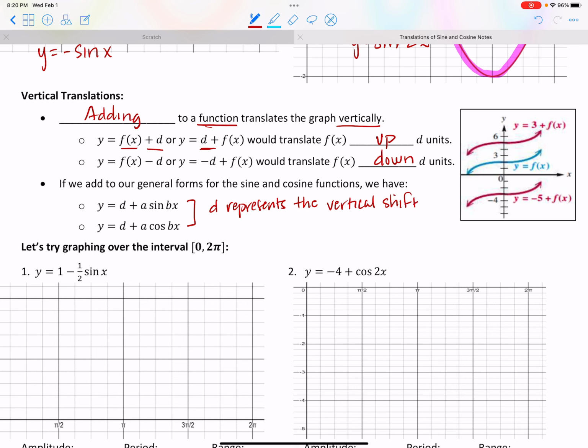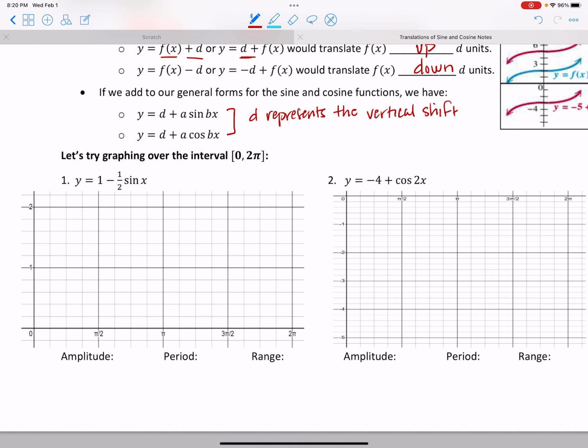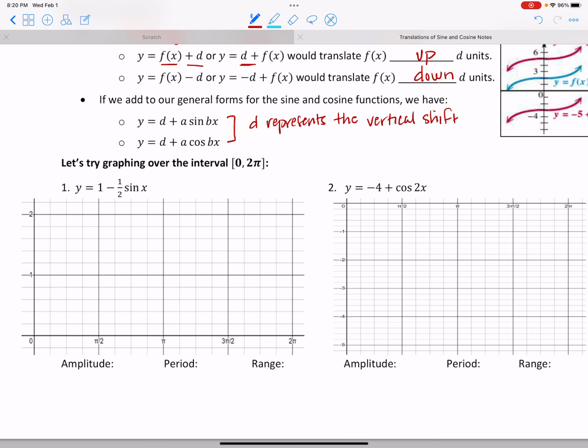Okay, so how do we apply that to our graph? Like, I don't want to take every single point and have to necessarily shift it. I think the easiest thing to do is shift the midline, right? Normally our midline is at the x-axis. If we shift that midline and sort of use it like we would use the x-axis as a guide, we'll know the amplitude's going to go up or down from that midline. And then instead of having x-intercepts on the x-axis, we're going to have points on our midline. So let's do that here, okay?